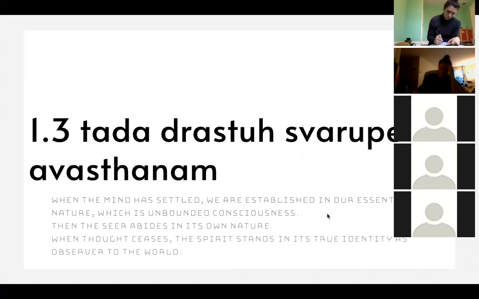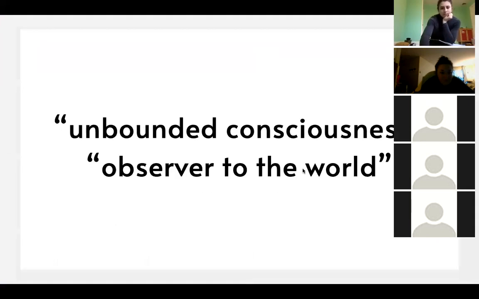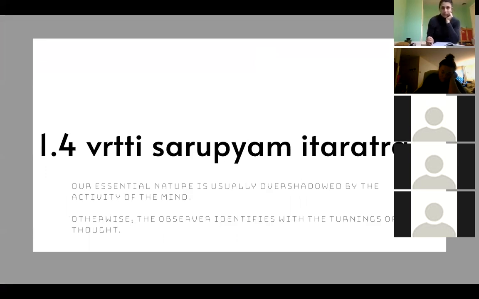Now the next one is saying, when we are in a state of yoga, when the thoughts have settled, we are established in our essential nature. And what's our essential nature? Unbounded consciousness. Our essential nature is one of an observer, right? That version, perfect, yeah. This is our true nature. That's what yoga is saying. When we are in a state of yoga, we are identifying with this. We are not identifying with the nature of the mind. Our essential nature, this idea of us being pure consciousness, is usually overshadowed by the mind stuff, by the thoughts and the ripples. We identify with the ripples, rather than with the idea of being the ocean or the pond.